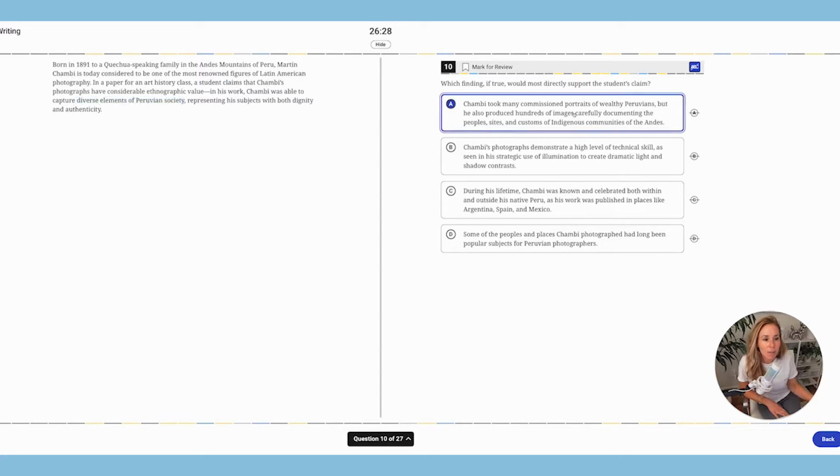And A supports that because it says he took pictures of wealthy Peruvians, but also documented indigenous communities in the Andes as well. So that kind of demonstrates the diversity. We're not talking about diverse elements of Peruvian society when we talk about light and shadow. We're not talking about other countries, we're talking about Peruvian society, so C is out. And we're also not really talking about the people and places he photographed have been popular subjects for Peruvian photographers. That is irrelevant. That doesn't tell us anything about the diversity.